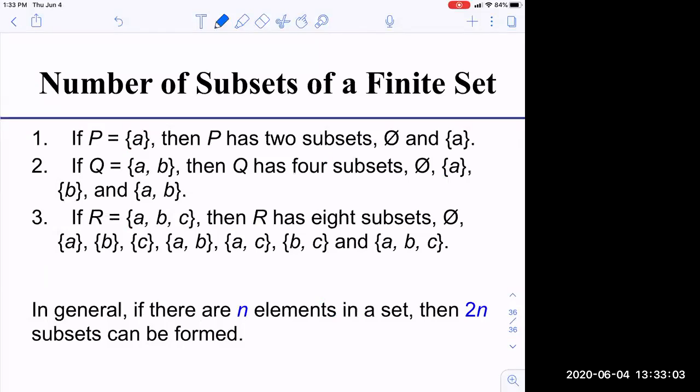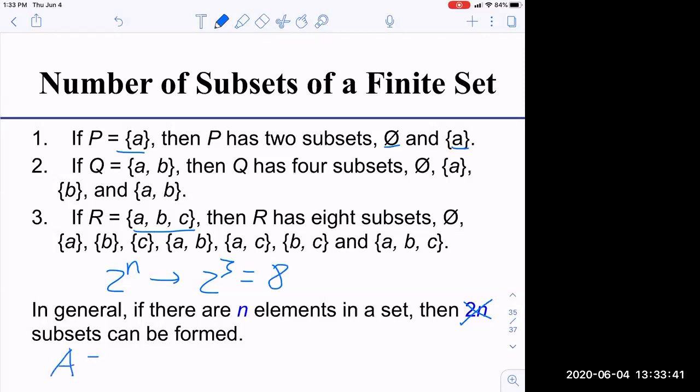Counting the number of subsets. So P has one element. So really the only two subsets are the set itself and the null set. The null set is always a subset of a set. So here's R, it has 3 elements. This is not 2 times n, it's 2 raised to the n. So in this case, it's 2 to the 3rd. So the number of subsets is 8.